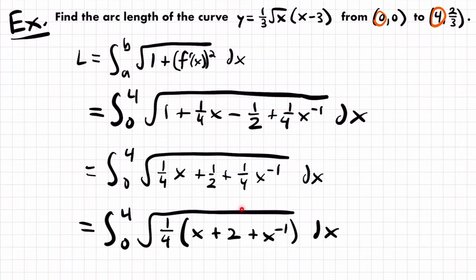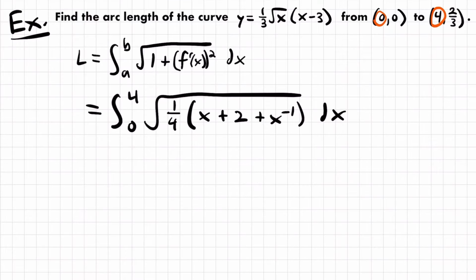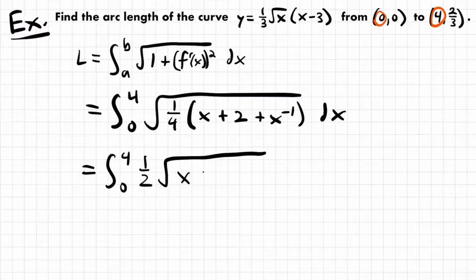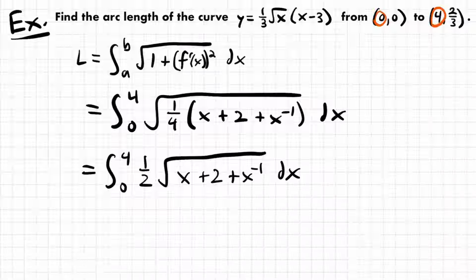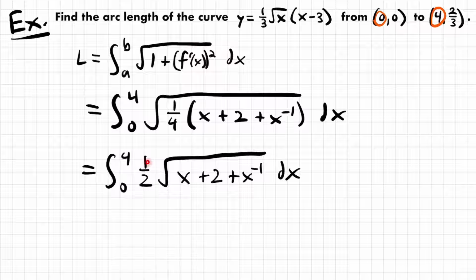Okay, and so now we can take the square root of each of these factors, since they're being multiplied together. The square root of 1/4 is 1/2, so if I clean up my work again, this will be equal to the integral from 0 to 4 of 1/2 times the square root of x plus 2 plus x to the negative first power, times dx. Then we can pull this 1/2 to the outside of the integral, so I'm just going to rewrite that. We will have 1/2 times the integral from 0 to 4 of this square root function.